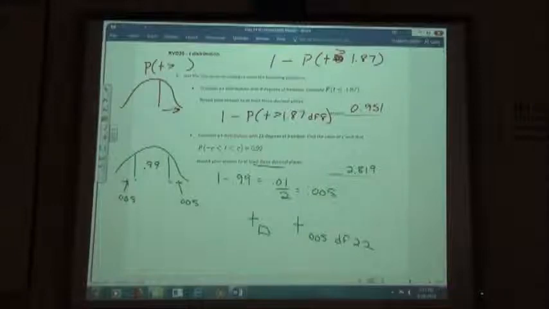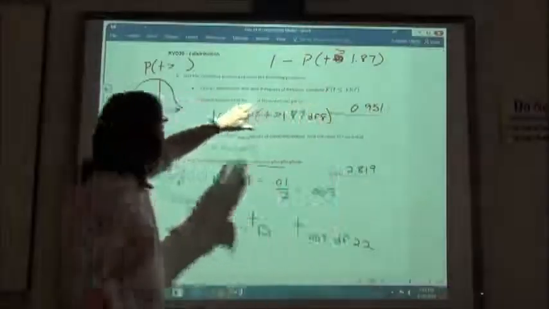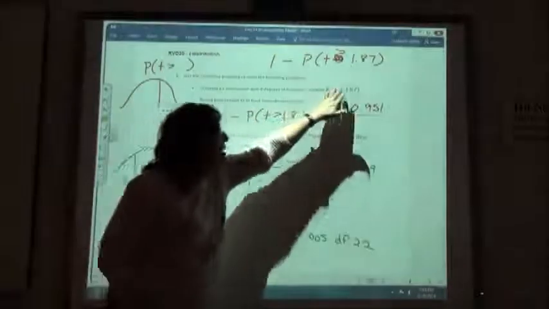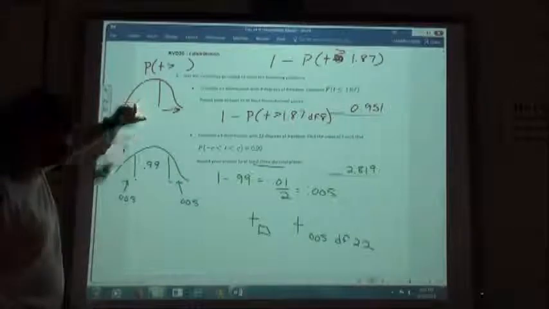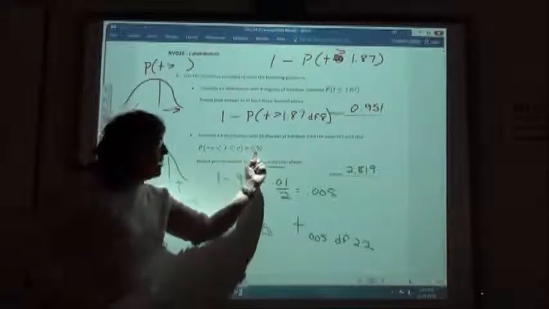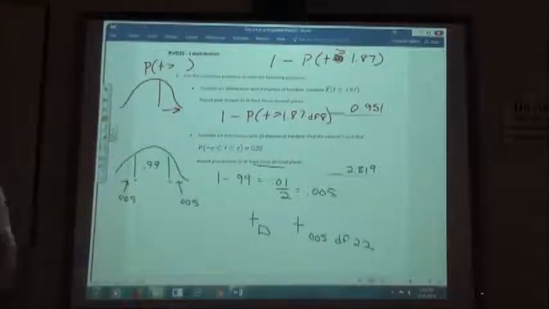2.819. Okay, so 2 ways. One where you're finding the area under the curve, that's what the P of whatever, you're finding the area in that spot is 0.951. Or they give you the area and then you have to find out what the critical values are. That's why they use a C for critical value, 2.819.